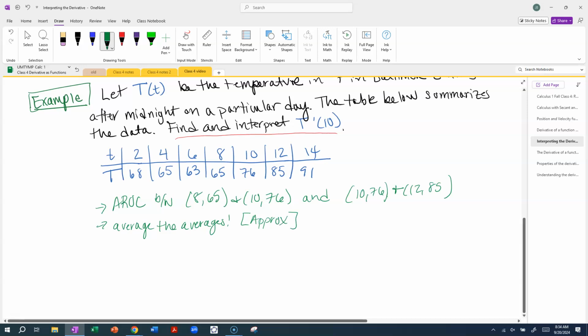And so here when it says find, I personally don't know how you can find it precisely when you don't know the exact function, but this would be the best that we could do. If you go through and do the average rate of change of this first set and then also the second set, add them up, divide by 2, what we end up with is that T prime of 10 is approximately 5 degrees Fahrenheit per hour. So we're saying that the temperature is increasing at 5 degrees per hour at 10 hours after midnight. That's how we could interpret that in words.